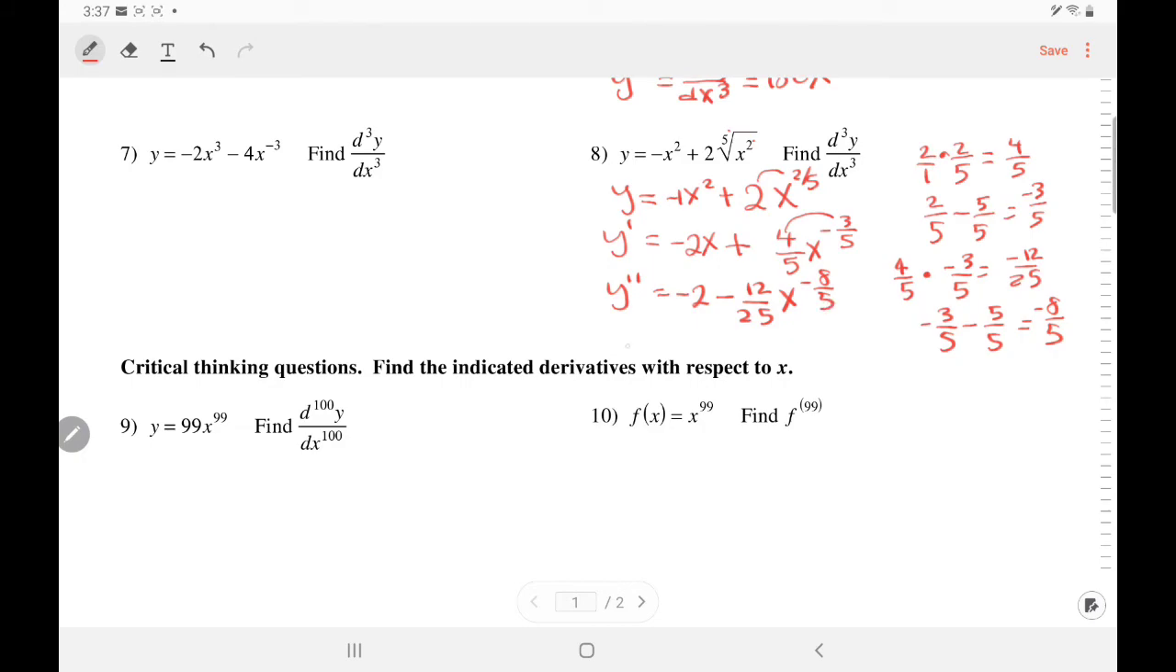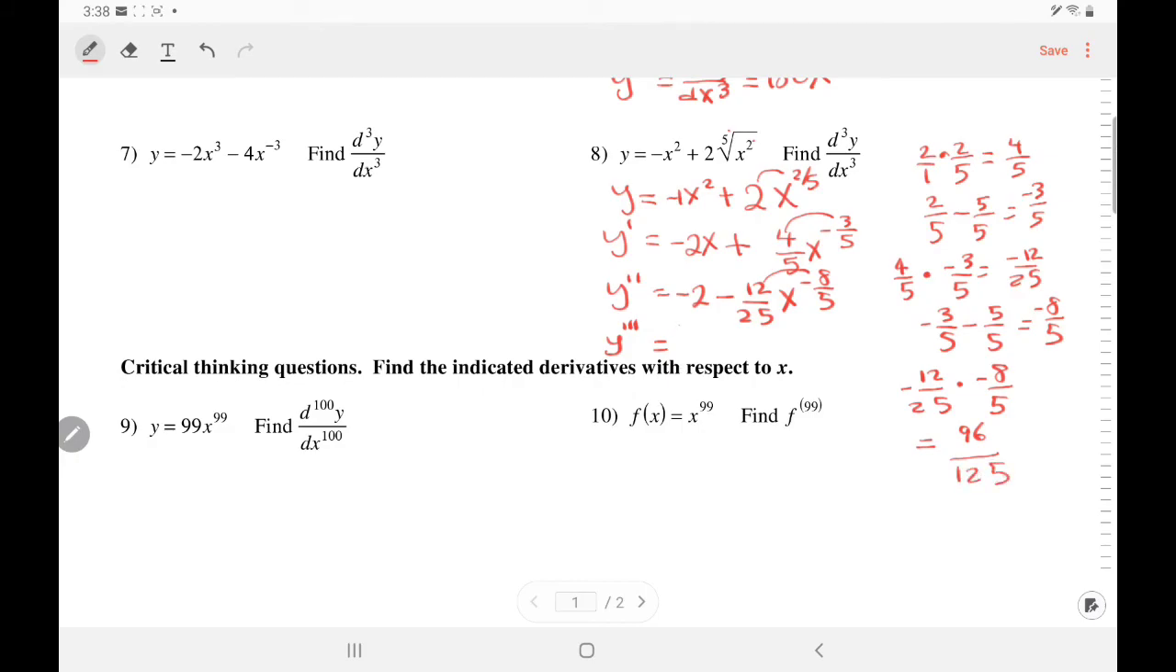I still have one more derivative, so I'll squeeze it in here. Third derivative is, well, derivative of negative 2, which is a constant, is 0, so I don't need to write that. But I do need to multiply this. This negative belongs to this coefficient, so I'm going to multiply it here. Negative 12/25 times negative 8/5. Nothing cancels, so I'm going to multiply across. So negative times negative is positive. 12 times 8 is 96. Over 25 times 5 is 125.